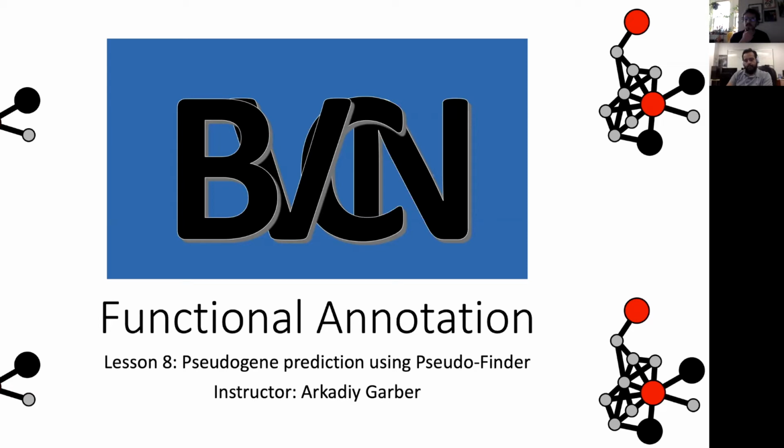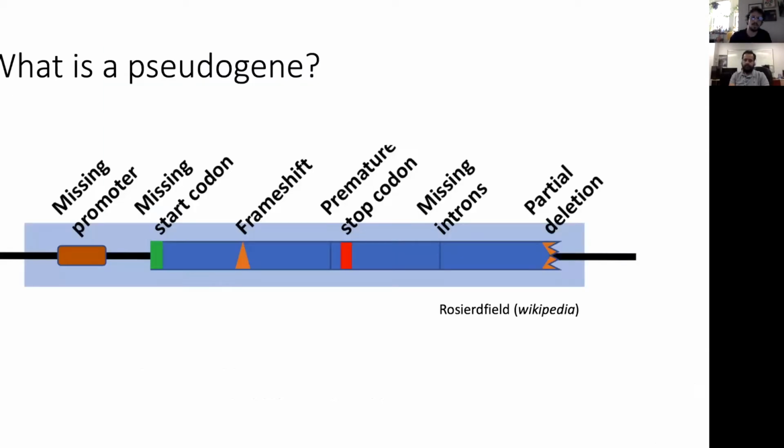I did do a lesson for the population genetics and evolution channel where I talk a little bit about this kind of stuff, but I wanted to do a lesson that's applicable to functional annotation. So this lesson is going to be under that channel: pseudogene prediction using Pseudo-Finder. Pseudo-Finder is a program that I've been collaborating on with a couple of people, and I think it's a pretty useful tool. There's going to be a tutorial after this on how to use that tool.